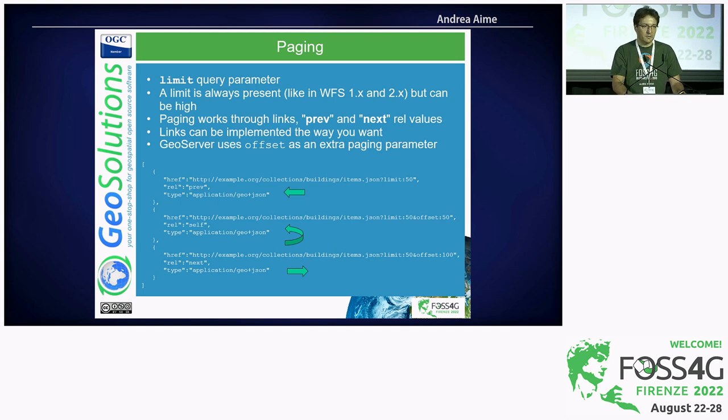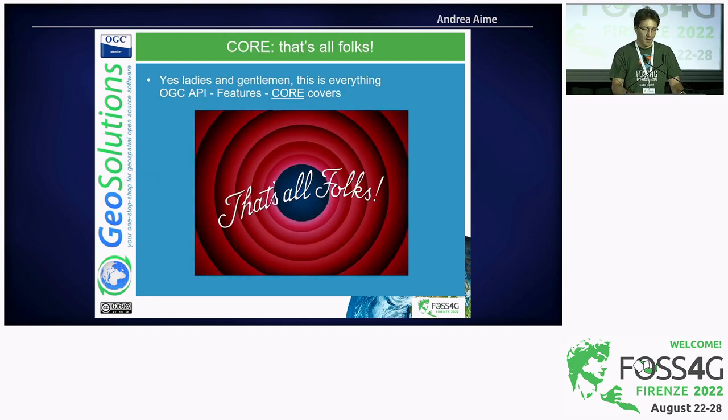If the dataset returned is large, there's paging built in. It's based on links, not on offsets like in WFS, like in all the versions of WFS. So you fetch your first page, it has links to the next page, and so on. And that's all. That's all Core does. So one of the features of OGC API Features is that it's pretty simple to implement. You can literally implement it in days if you are targeting just Core.